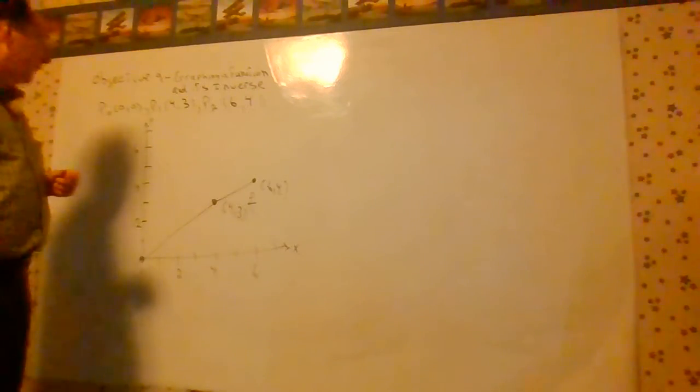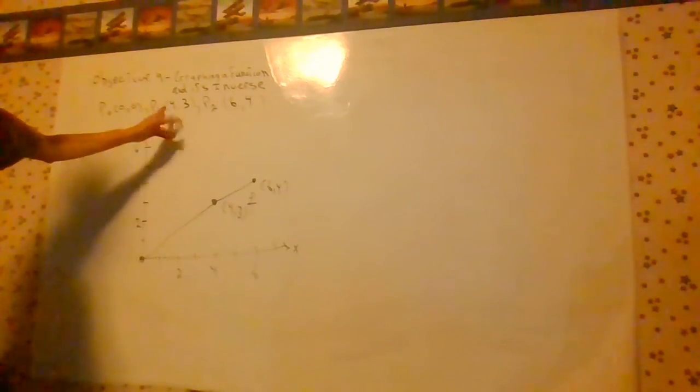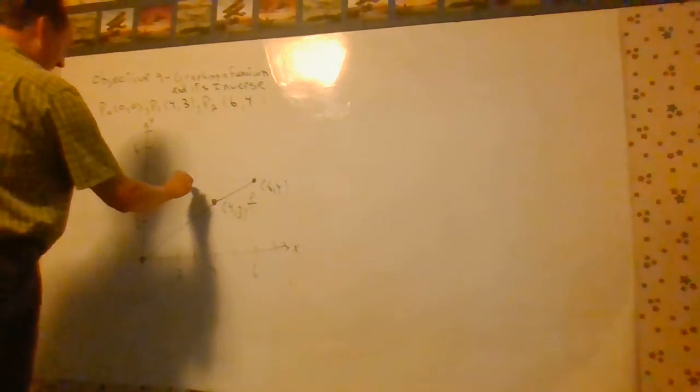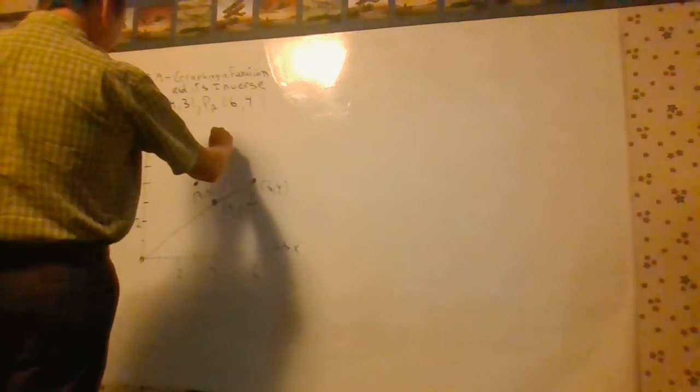This function takes 4 to 3. Our new function has to take 3 back to 4. So you just switch the coordinates. We go over 3, up 4, and that's right about here. And then, of course, switch the coordinates. 6, 4 becomes 4, 6. We go over 4, up 6. That's right about here.